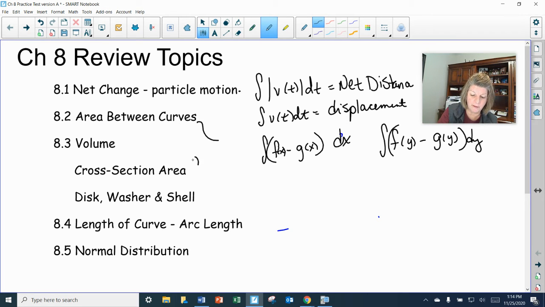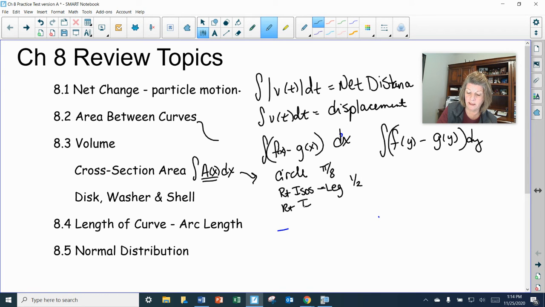Volume cross-sectional area, this is easy. We just need to know the cross-sectional area of a typical slab and multiply it by the thickness. We talked about circles. Circles ended up being pi over 8 as a coefficient. Right isosceles on a leg was 1/2. Right isosceles on the hypotenuse was 1/4. Equilateral triangle is root 3 over 4.